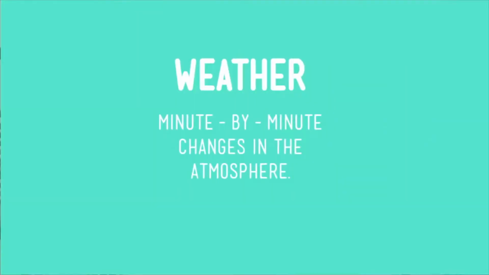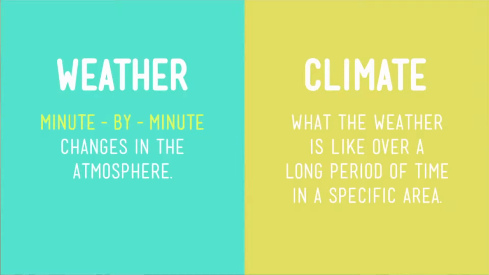When you're talking about the overall weather patterns from a certain region of the world, you're talking about the area's climate. Weather is the minute-by-minute changes in the atmosphere. Climate is what the weather is like over a long period of time in a specific area.